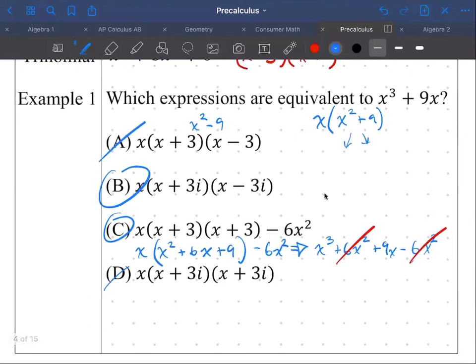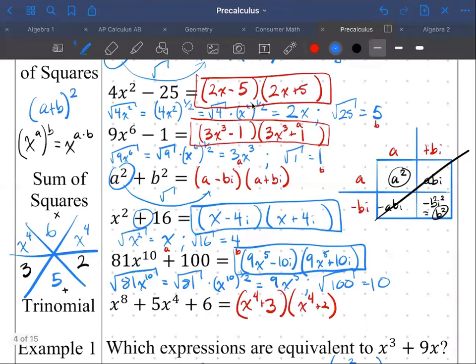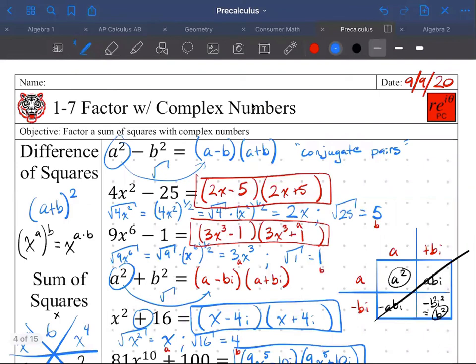Question, Beverly? Yeah, I have a question. How do you know the difference between the difference of squares and the sum of squares? Great question. So difference of squares is a minus sign because difference stands for subtract, and sum of squares is just a plus sign. Okay? And if it has a plus sign, you add the i. Exactly. Yep. Okay. Yeah, great questions.